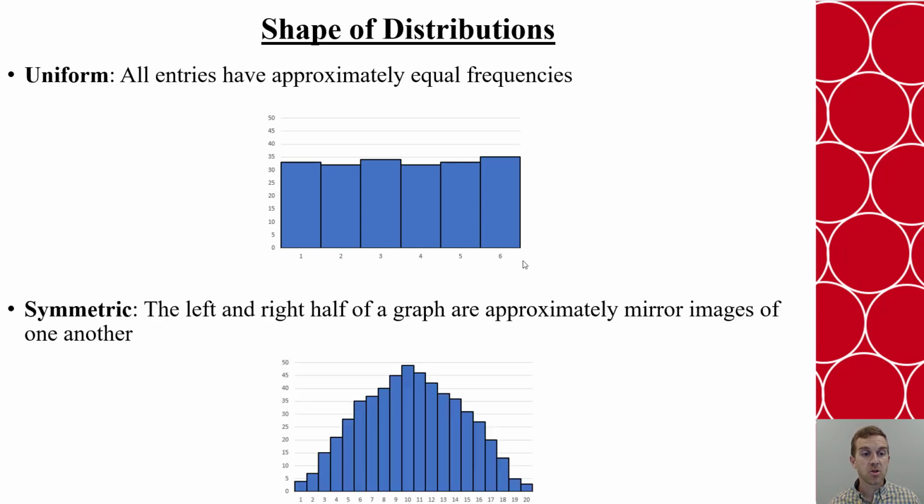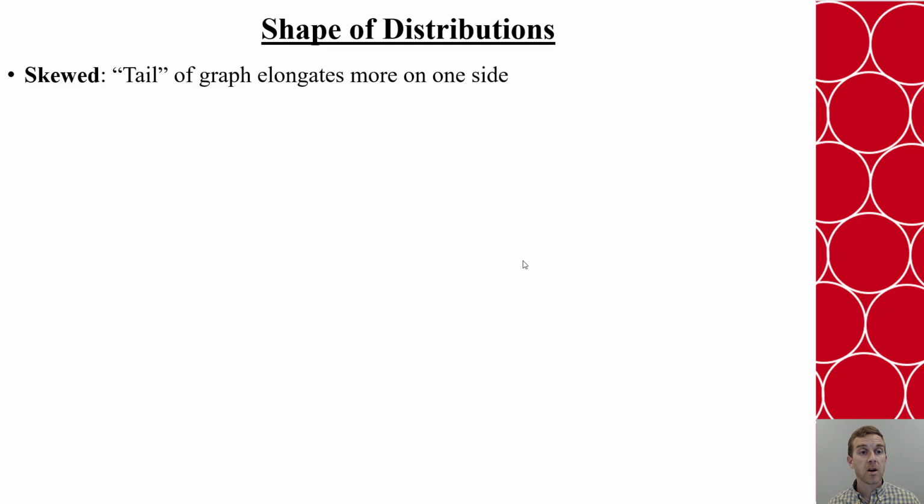Another common distribution is the symmetric distribution, where the left and right half are approximately mirror images of one another. They don't have to be exact, but they should be relatively close. We can also have skewed distributions. This is where there will be a tail to the graph that's going to elongate more on one side of the graph than the other.